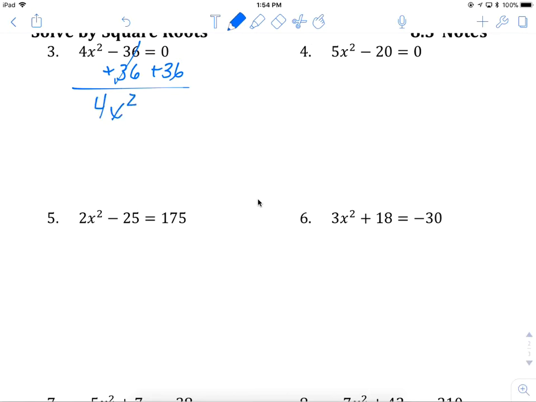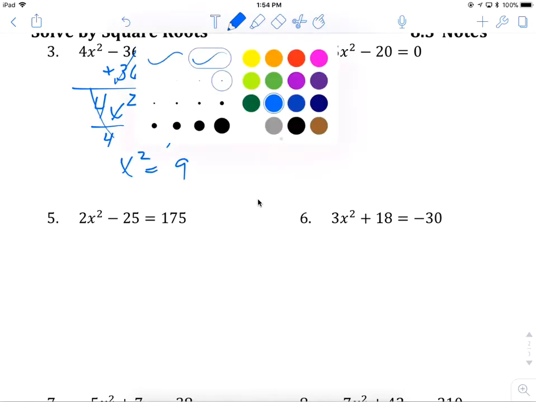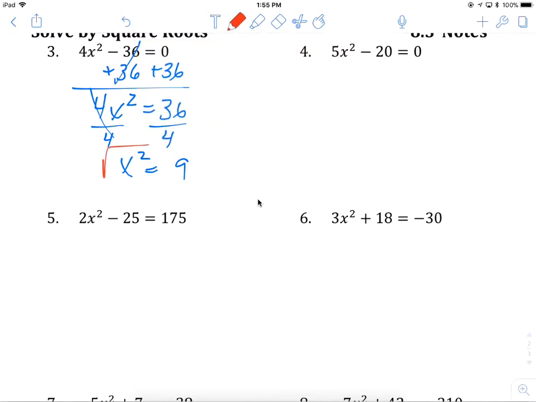4x squared equals 36. Then I can divide by my 4 on both sides. That gives me 9, and I'm ready to square root. Square root cancels the squared, and my final answer is x equals a positive or a negative of 3. I'm square rooting the 9 each time.